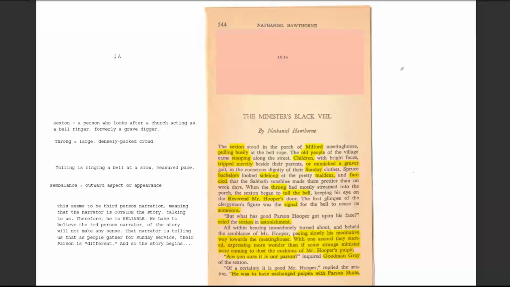So, Jimmy, doesn't that mean that it could be Nathaniel Hawthorne? Of course it could. But in all honesty, there's no way to prove that. So it's a third-person narrator.